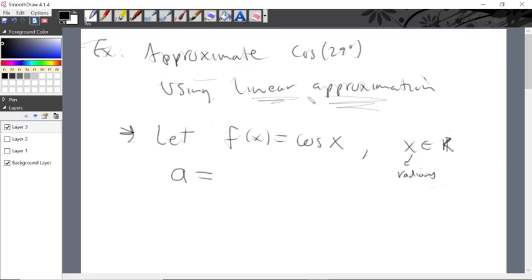And 29 degrees is not a convenient value, but 30 degrees is more convenient, because then f of a is the cosine of 30 degrees. The cosine of 30 degrees is root 3 over 2. So that's a quantity that we know.